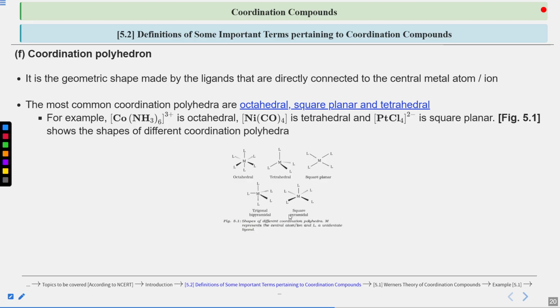And the last one is square pyramidal, where this is the geometry for the arrangement of 5 ligands around the central atom or ion. So this is figure 5.1, shapes of different coordination polyhedra. M represents the central atom or ion, and L represents a unidentate ligand. Unidentate means containing only one donor atom.